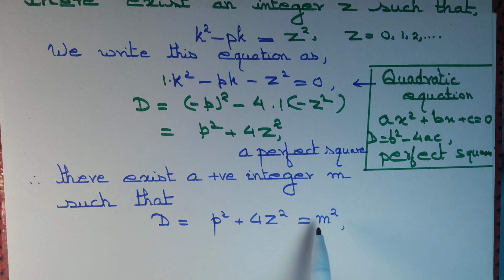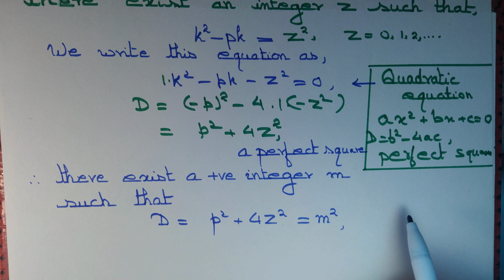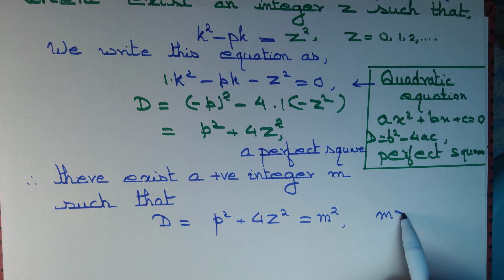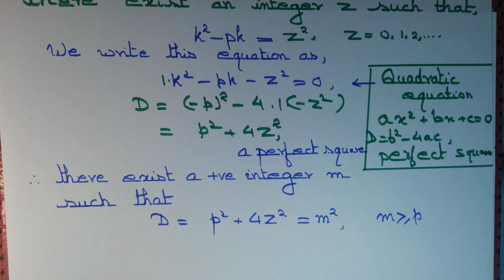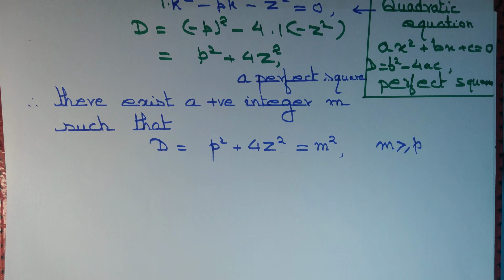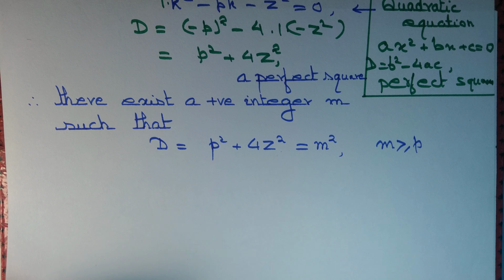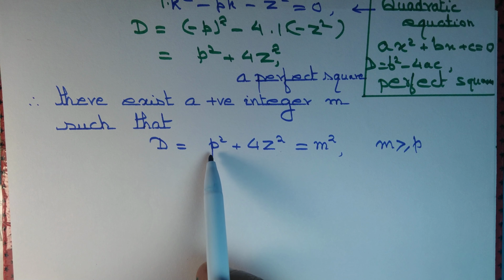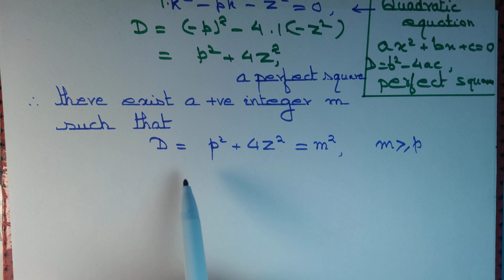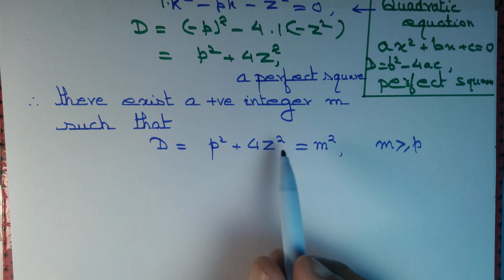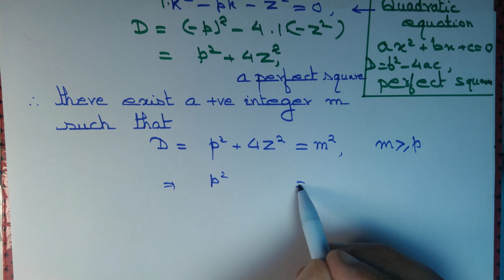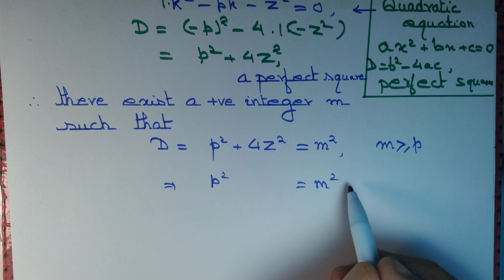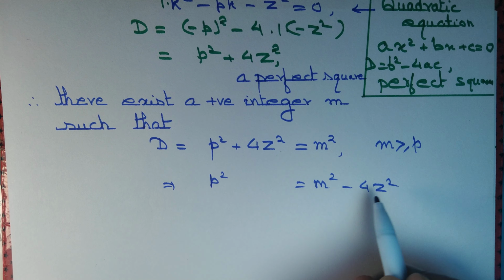Further, you see that m has to be greater than or equal to p, and it is equal to p only if z equal to 0. Now, somehow we have to use the fact that p is a prime, so let's write p square in terms of m square and z square. So p square equal to m square minus 4z square.